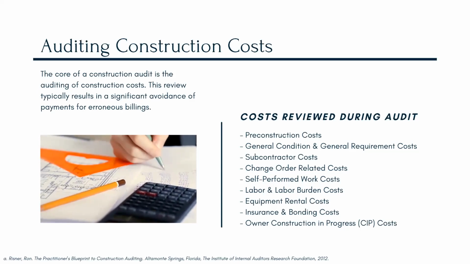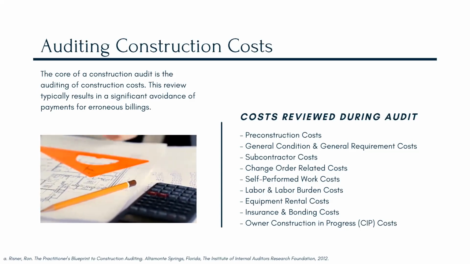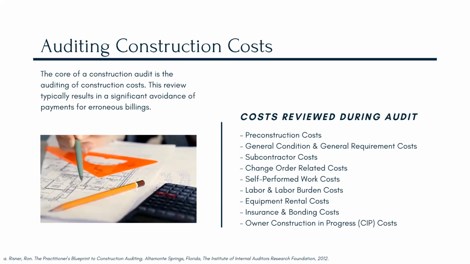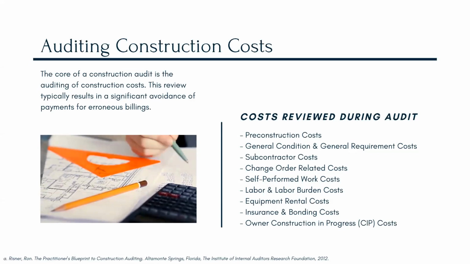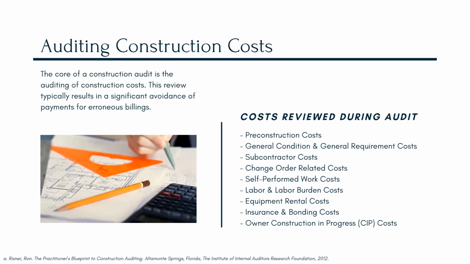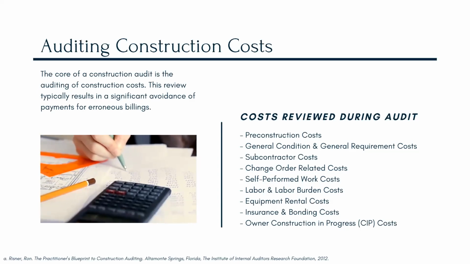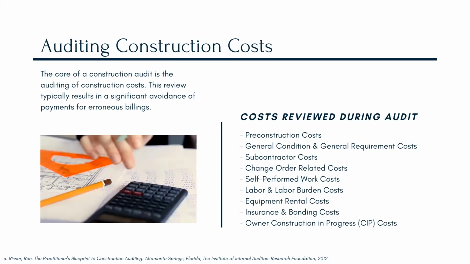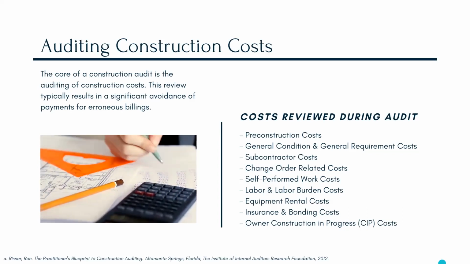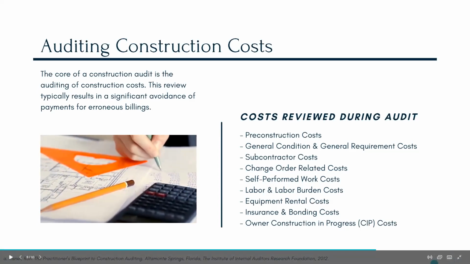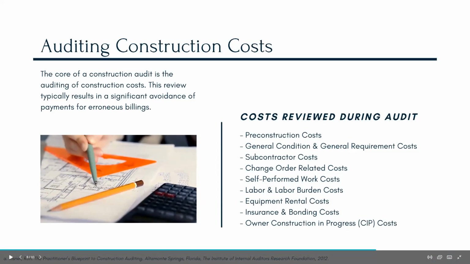The second type of equipment cost is equipment that is rented from a third party, and that's often easier to audit because you can review the third-party invoices and validate that the cost was actually incurred, and that the amount of that cost was accurately billed.